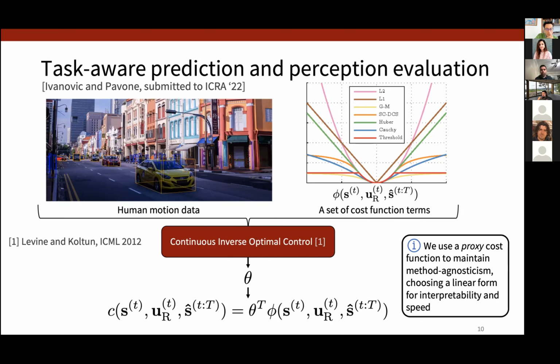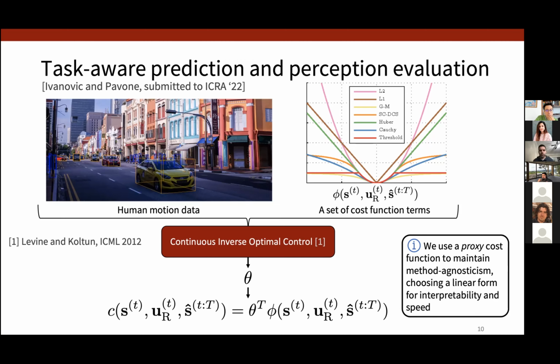And in particular, why we want to learn a proxy cost function rather than using a specific planner's cost function is, again, to maintain this method generality across maybe different planning modules or different high-level goals that a robot might have. And so what we're doing in this work is that we first take human motion data and a set of cost function terms, and then we perform inverse optimal control with these in order to obtain a weighting that then combines these into one cost function.